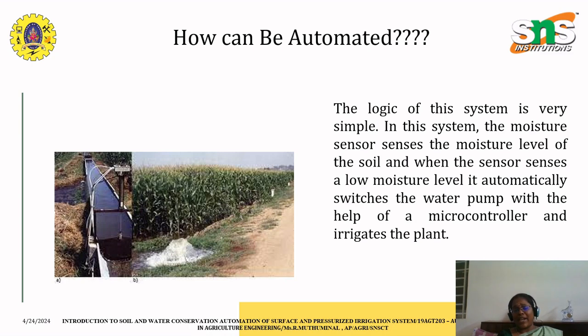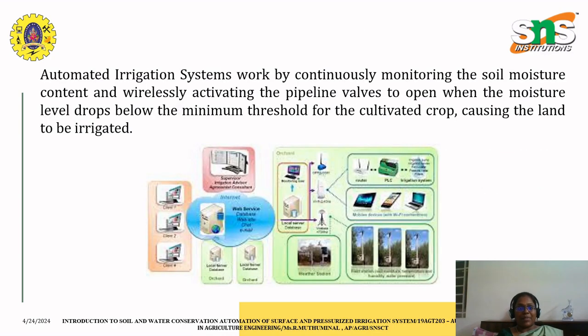How can we automate the fields? The logic of the system is very basic. In the system, the moisture sensor senses the moisture level of the soil, and when the sensor senses a low moisture level, it automatically switches on the water pump with the help of a microcontroller and irrigates the plant.